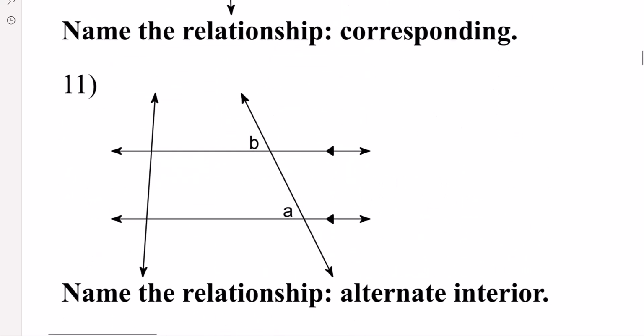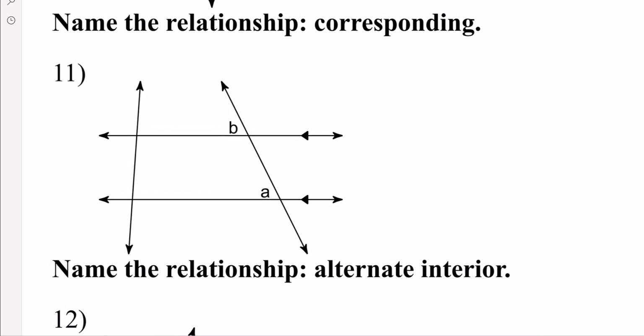All right. Okay, I'm going to pause this video and then we're going to talk about when there are parallel lines cut off by a transversal. What types of angle relationships do those form? That'll be next.